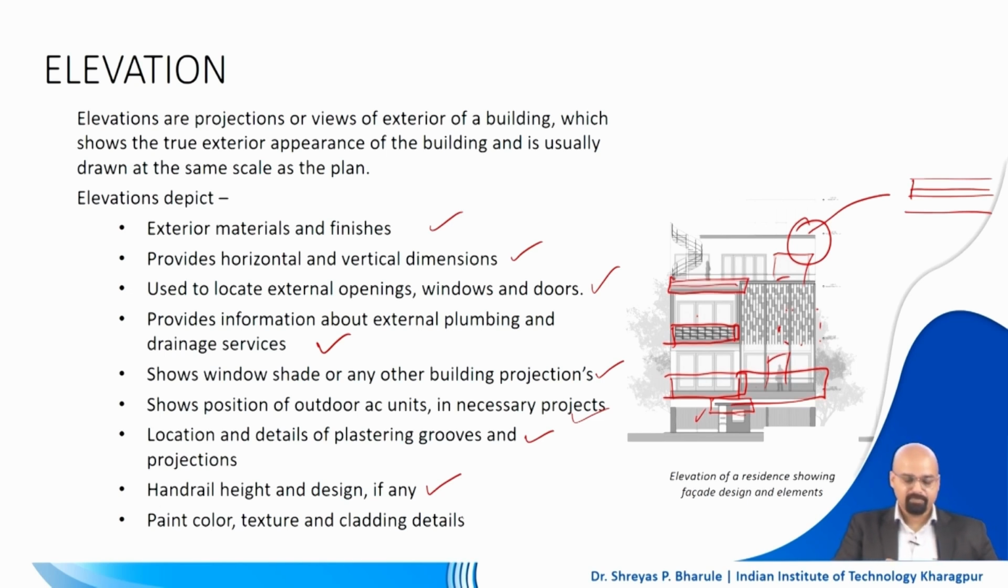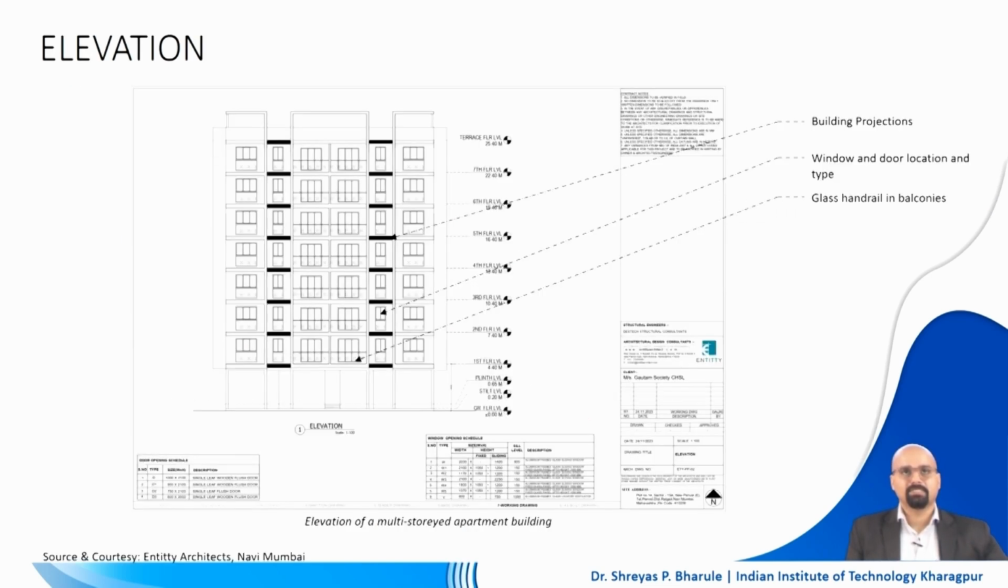Then in the specification part, you can mention which kind of color, paint, texture or cladding you will be using on the different surfaces on this elevation. So all of these things are to be mentioned within this particular elevation, right.